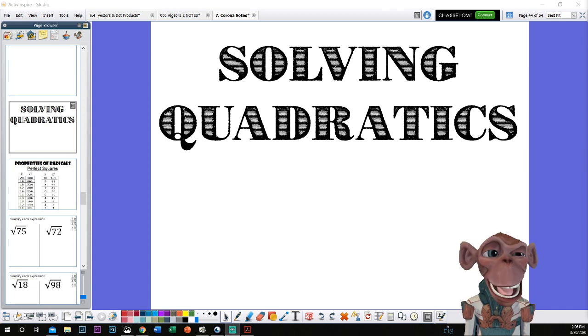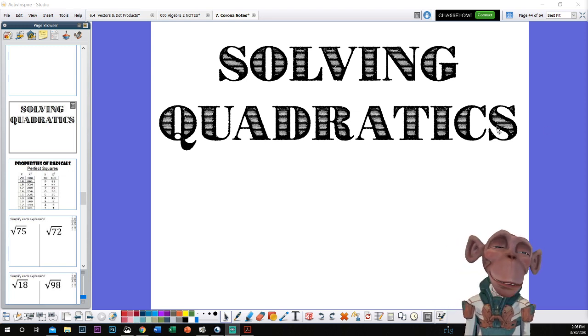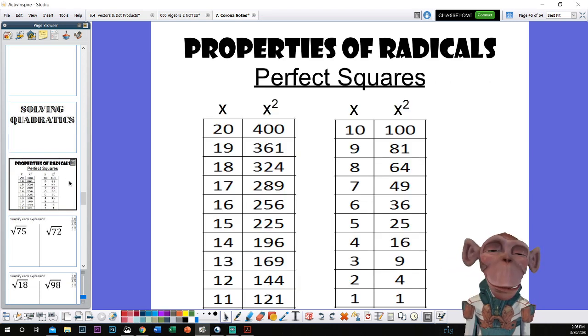I have missed you. So today, as you can see, we're starting with the Solving Quadratics unit. But before we can actually do any solving of quadratics, we're first going to learn about, well, what the heck are they? So right here, I've got this chart, and I'm going to show you this chart on almost every single slide that we're going to do today.